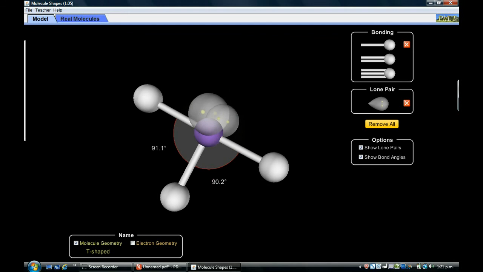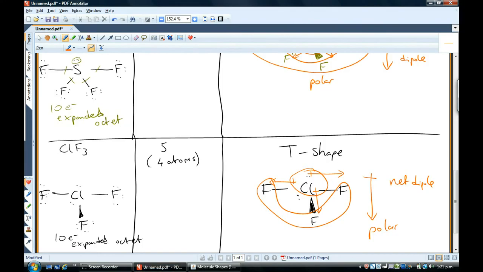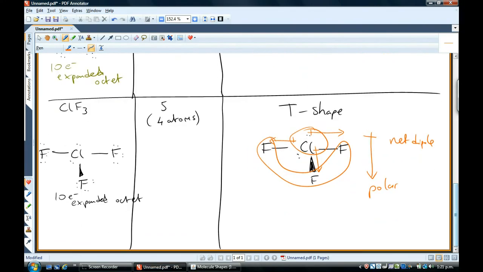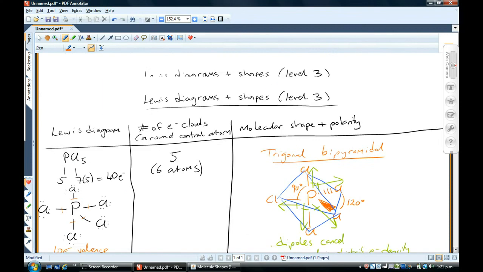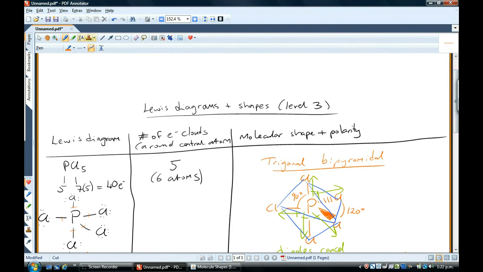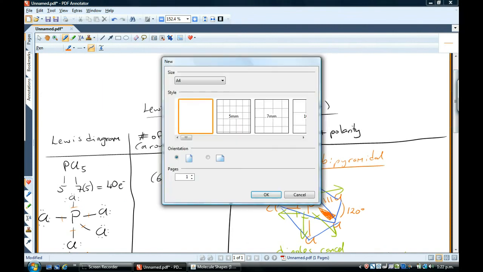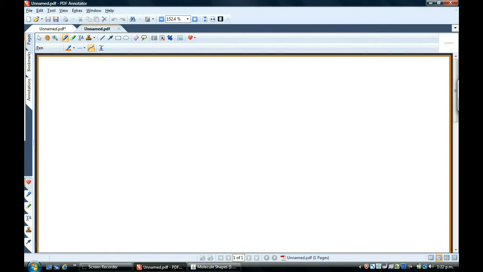Okay, and now for the last, so we're going to have to go on to a new page here just to show the last combination for 5 electron clouds. So if I get a new page, okay, and we're still using our same scenario, so I'll just lay out my table like I had before. Use a thinner line. So that's going to be for my Lewis diagram.